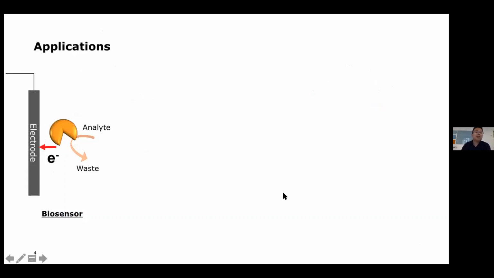For bioelectrochemistry, typically there are some applications. Firstly, it's the classic biosensor, where the enzyme catalyzes the oxidation or the reduction of the analyte, then we record the signal. This is the typical working principle for glucose biosensors, in which we immobilize, for example, glucose oxidase here.